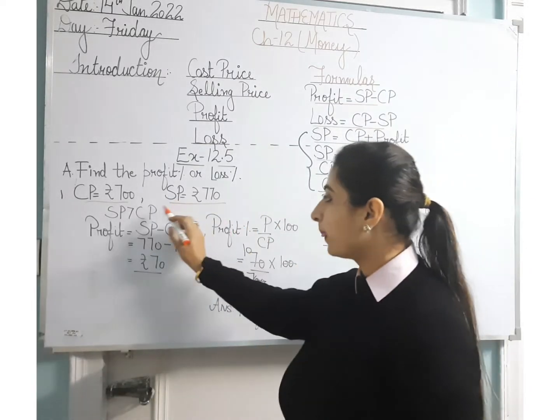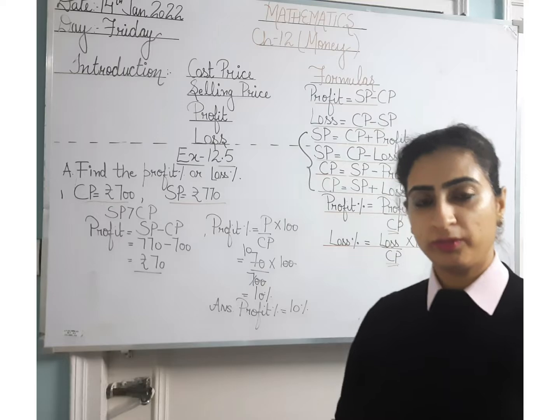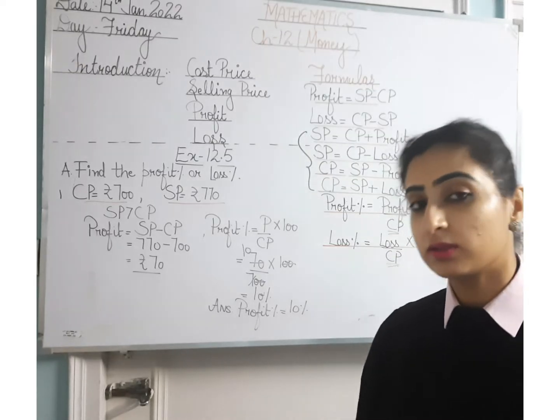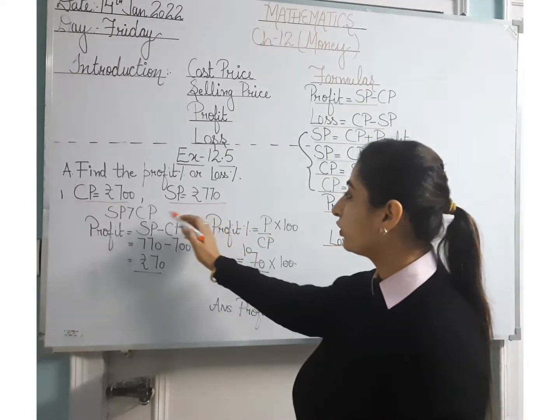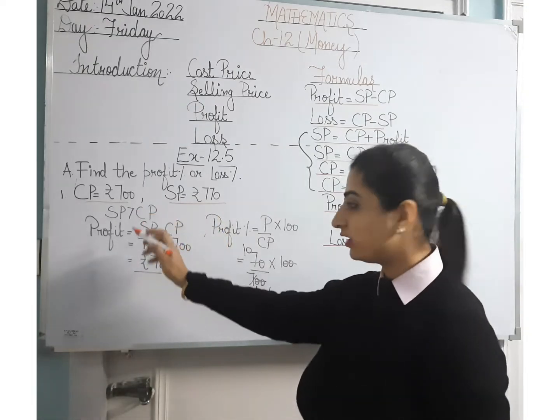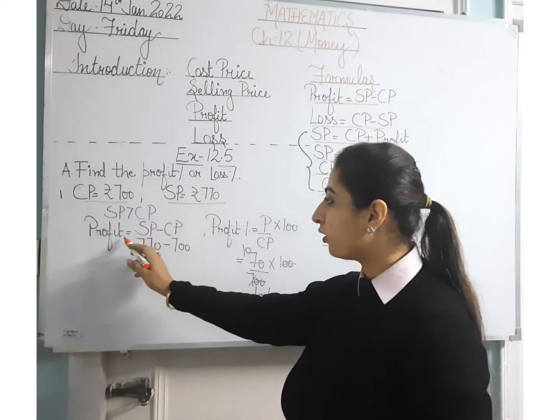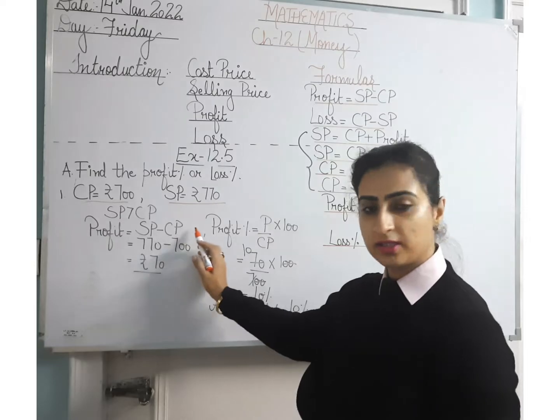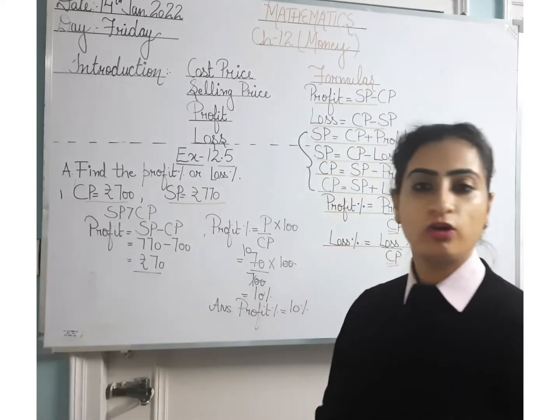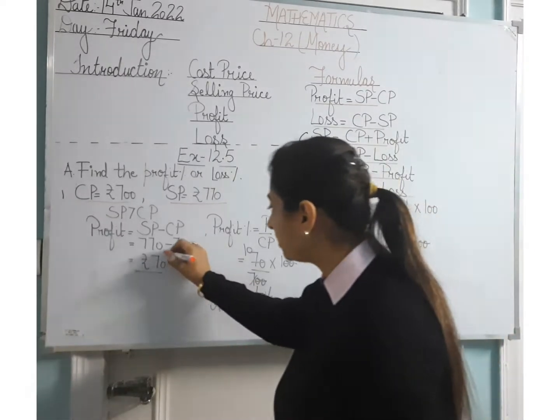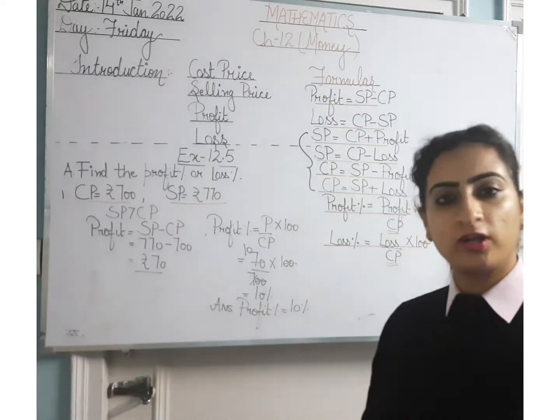In this case, again, to find out profit percent, we should have a profit or loss, right? So in this case, what do you have? SP is more than CP, so we will have a profit. Clearly it is seen, profit, and that is SP minus CP. Now when we calculate, we got a profit of rupees 70. What next? Just put it in the formula.